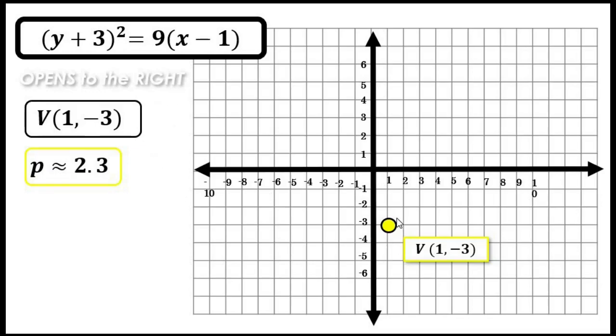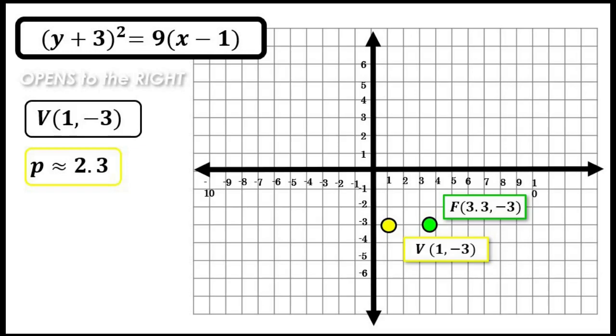So starting from the vertex (1, -3), we plot 2.3 units to the right. Since there is a decimal 0.3, we need to simply estimate its measurement. So from (1, -3), let's move 2 units, 1, 2, then 0.3. The focus will now be found somewhere here at (3.3, -3).